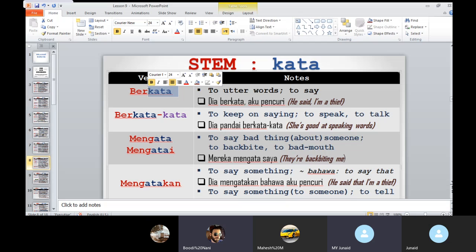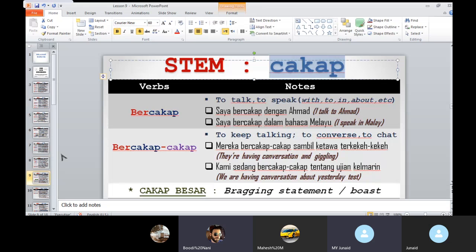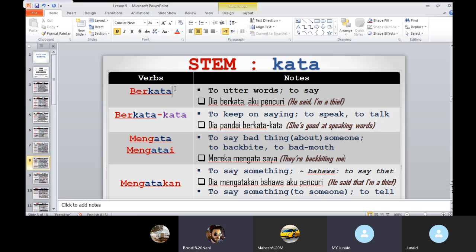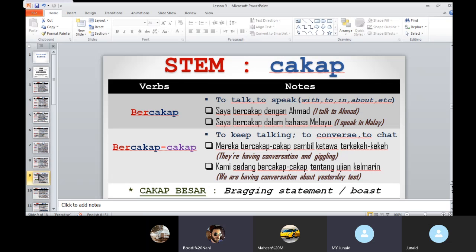Or apa dia cakap? We normally use cakap, but at the same time, you can use kata. Dia kata. Apa dia kata? Or apa dia cakap? So what he say? Okay. Yes. So the next one is cakap. Mean to speak or to talk.